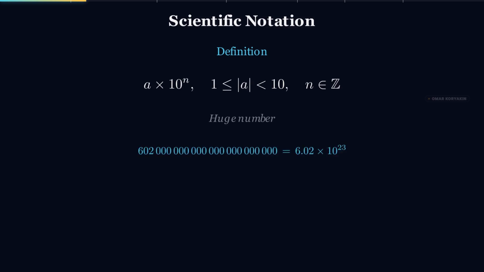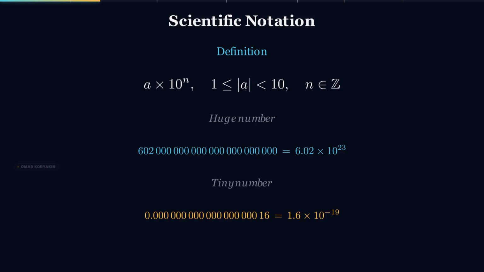Take the number 602,000 billion. That is 23 zeros after the leading 6 and the 0 and the 2. Written out longhand, it is unreadable. Written in scientific notation, it is 6.02 times 10 to the 23rd. This number is Avogadro's number, the count of atoms in 12 grams of carbon. The exponent 23 is the count of decimal places. We shifted the original decimal point to the left.